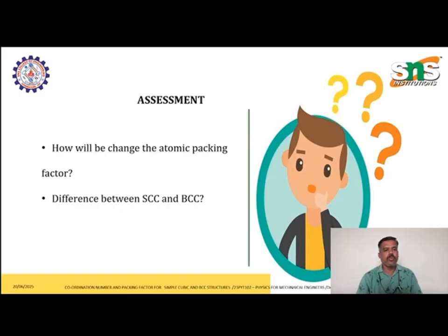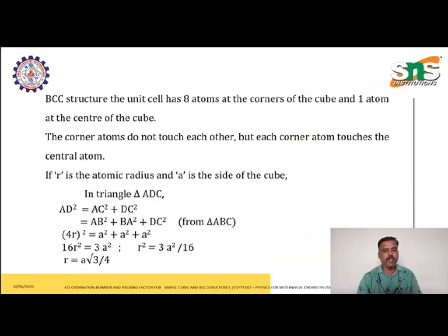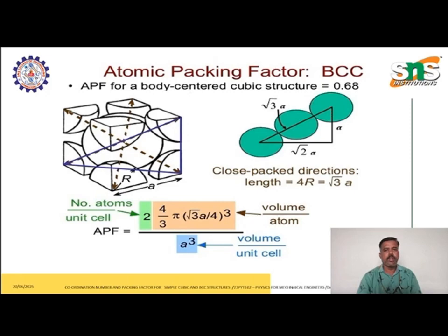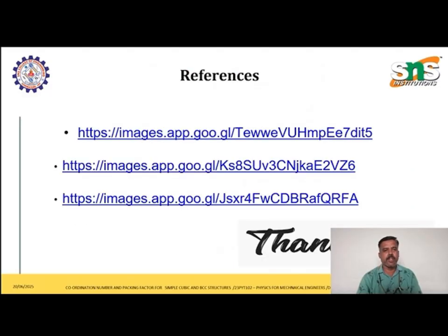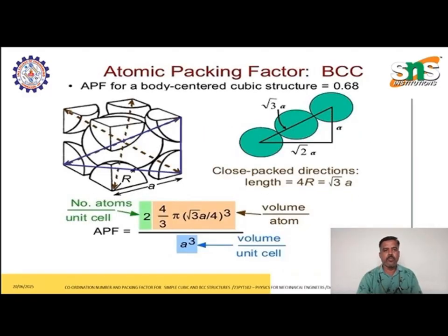Then an assignment: how does the atomic packing factor change, what is the difference between the simple cubic crystal and the body centered cubic crystal. The atomic radius we get is r equal to a root 3 by 4. Then for the APF, we apply the same formula and finally get 0.68, that is 68 percent of the unit cell is occupied by atoms. The other 32 percent is unoccupied.